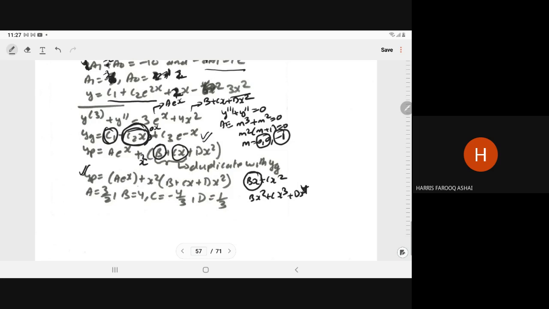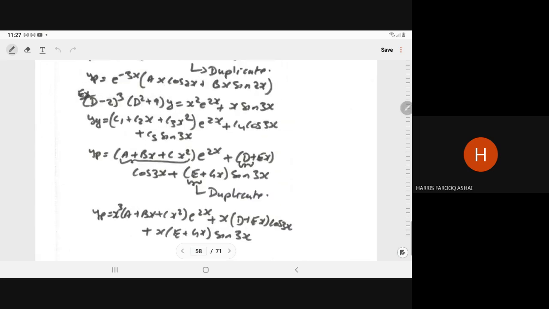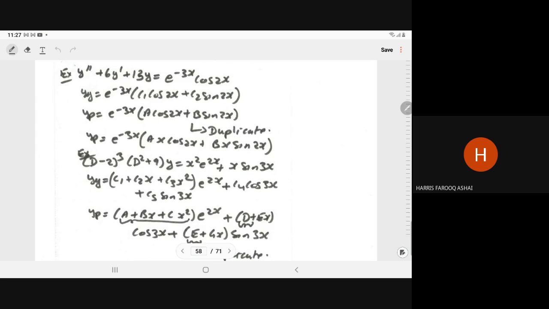From here you can compute yp dash and yp double dash, put them in the equation, and compare the coefficients of similar terms on the right hand side and left hand side. So you will get a equal to 3 by 2, b equal to 4, c equal to minus 4 by 3, d equal to 1 by 3. Let us move to another question. Let us see this question.